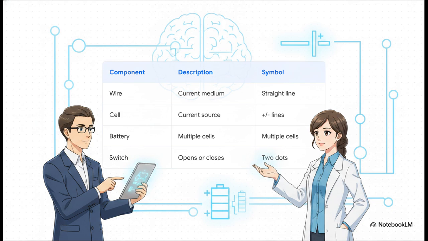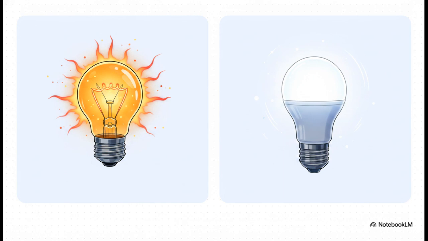A wire is just a straight line. A cell has a long positive line and a short negative one. A battery is just multiple cells linked together, and a switch, that's simply two dots that either connect or break the path. Now, technology has vastly evolved how we actually use these components.